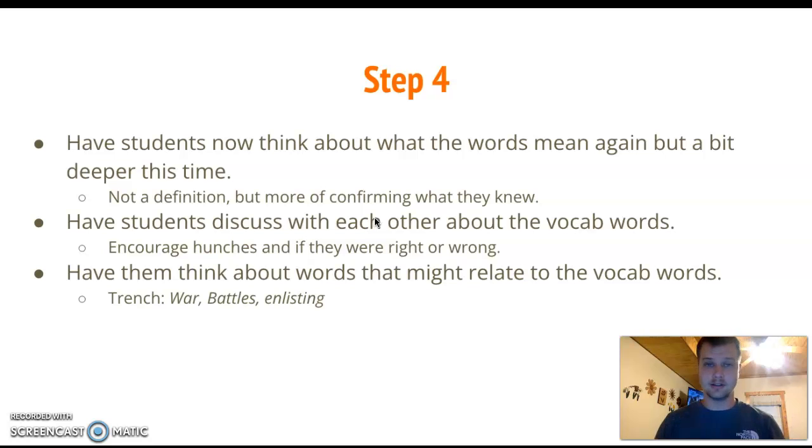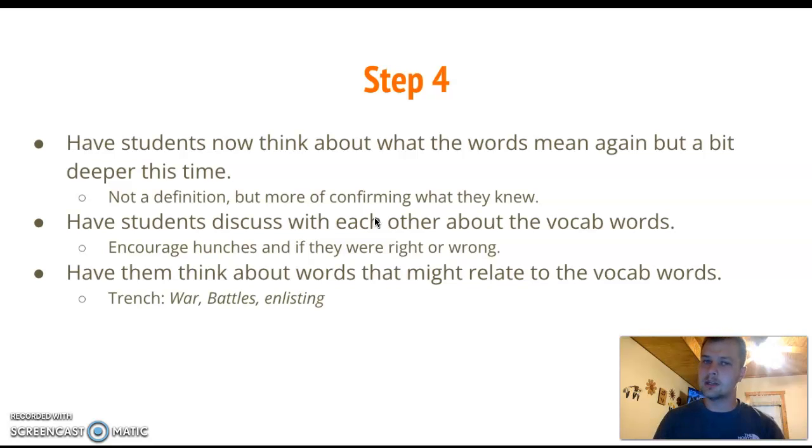And then at the very end of the step, I know you could probably have broken the step up even more, but you could have them think about words that might relate to the vocab words. Like I used trench, for example, and for trench I came up with connecting words like war, battles, enlisting. I know those don't necessarily go hand in hand with the word trench and what they're looking like in the image, but from the word trench, you think of a war has to be happening. They must be fighting a battle. And then, how did those soldiers get there? They enlisted.